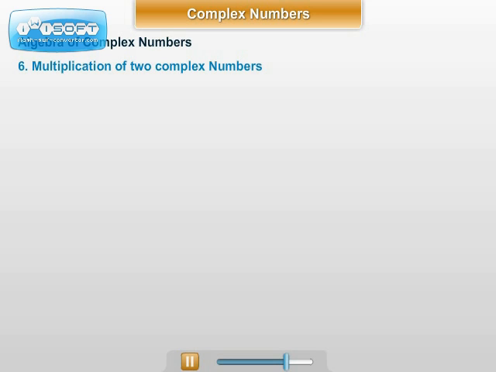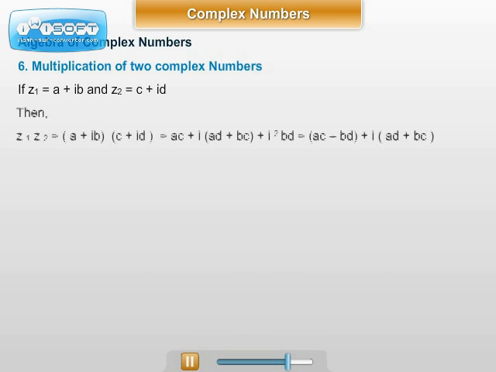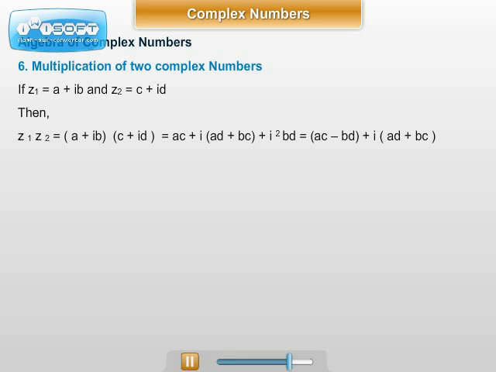Now we define multiplication of two complex numbers as (a + ib)(c + id) = (a + ib)c + (a + ib)id. On simplification, we get ac - bd as the real part and ad + bc as the imaginary part, and therefore the final product is ac - bd + i(ad + bc).